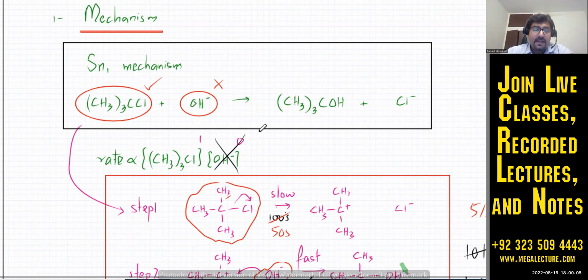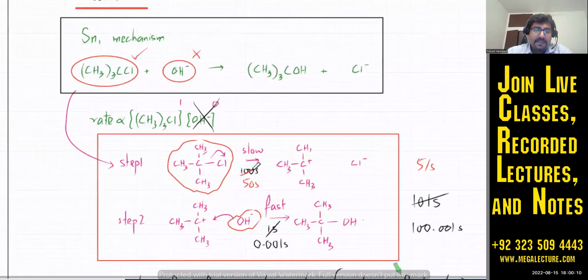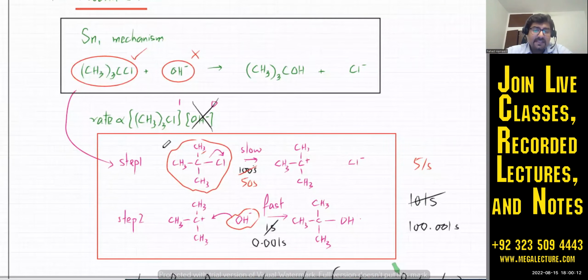So how did I figure out order one and order zero? I told you that if this takes 100 seconds and this takes 1 second, this is the overall mechanism of this reaction. Most reactions are multi-step reactions. They happen in many steps. So Cl breaks off first, but that's a slow step. That takes 100 seconds, hypothetically speaking. Once the Cl breaks off, the next step is OH minus comes in and joins, and that's a fast step.